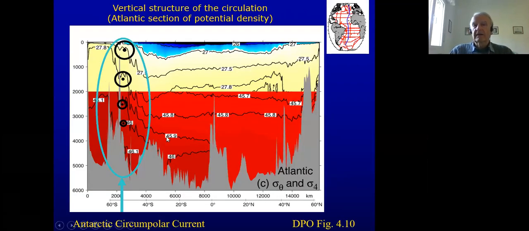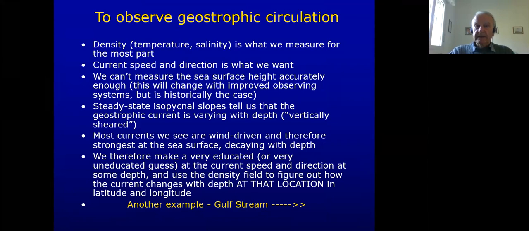What we have seen from the Antarctic circumpolar current is the flow at the surface, which is generated by the sea surface height gradient, but then it changes with depth because there are sloped isopycnals in the deeper layer. So there are horizontal pressure gradients due to the horizontal gradient of density. Okay, most currents we see are wind driven and therefore strongest at the sea surface and decaying with depth.